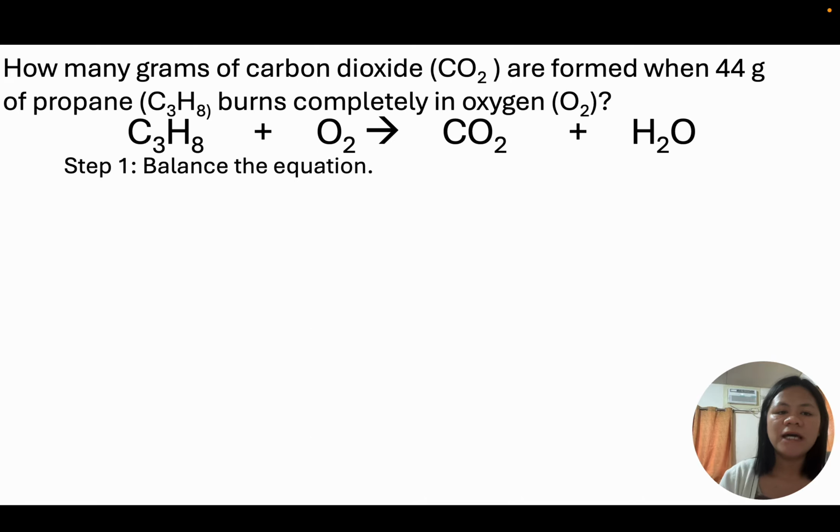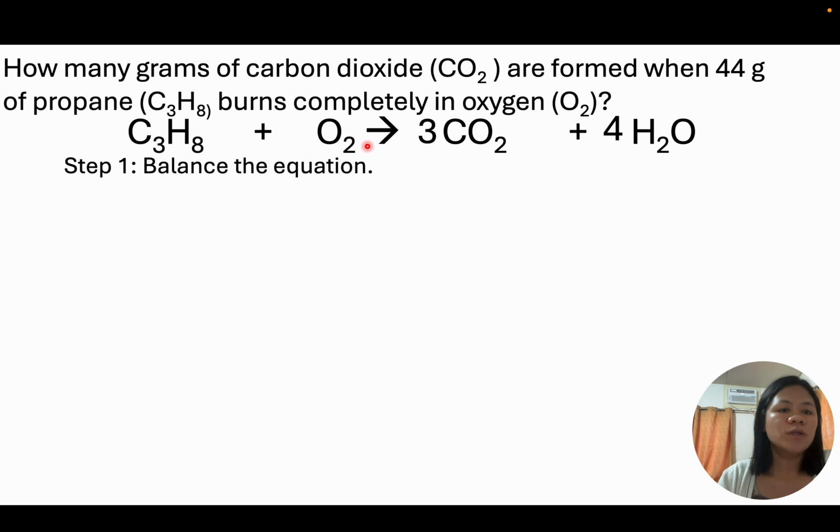So take note, again, first na gagawin natin is to balance the equation. So in here, looking at the carbon, so 3 dito naman is 1. So we need to add 3 right here in order for us to balance the carbon. Next is hydrogen naman. Hydrogen is 8 right here. Dito naman is 2. So we need to add 4 right there in order for us to get 8 as well.